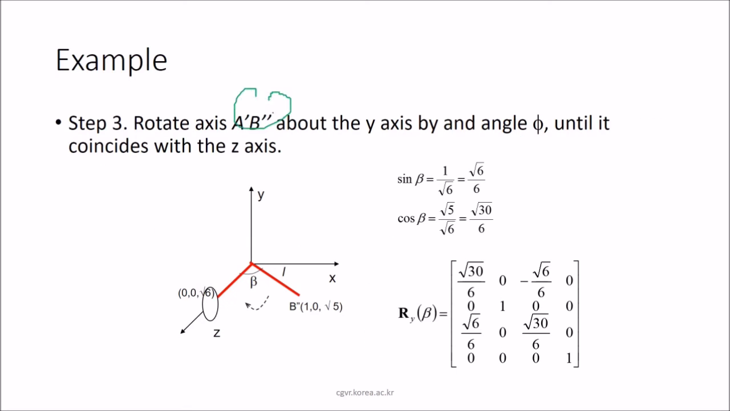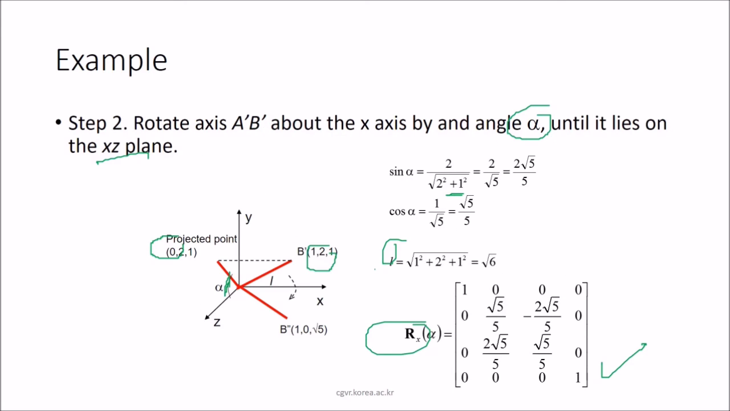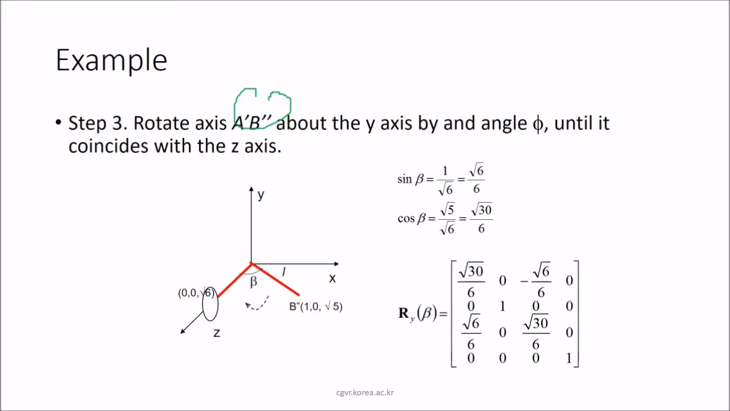Then we rotate axis A'B''. This is A, and this is our B''. So we rotate AB'' about the y-axis by angle beta until it coincides with the z-axis. So now these are the values, under root 6, under root 5. So this is the angle beta. We can get the sine beta, cos beta, and these are 1 by under root 6 and root 5 by root 6. That will be this matrix.